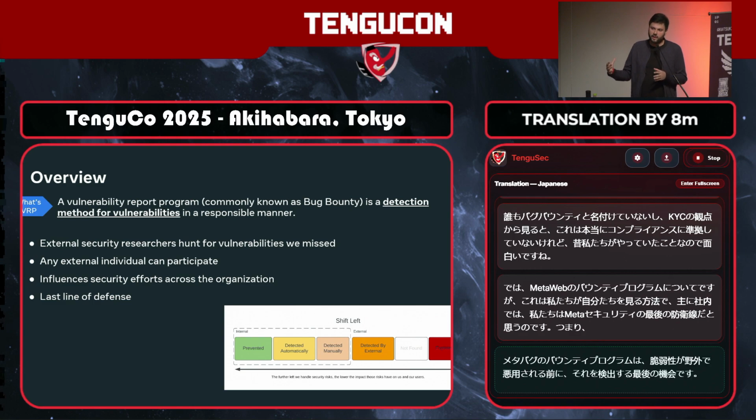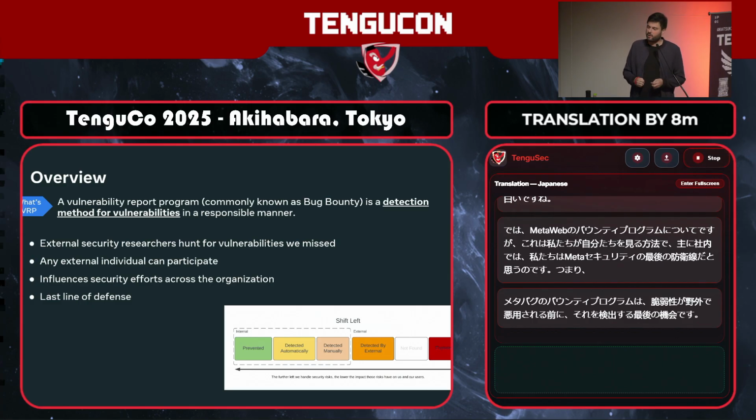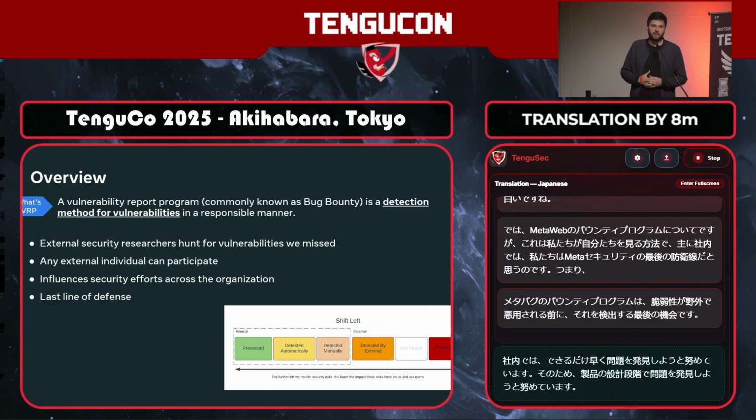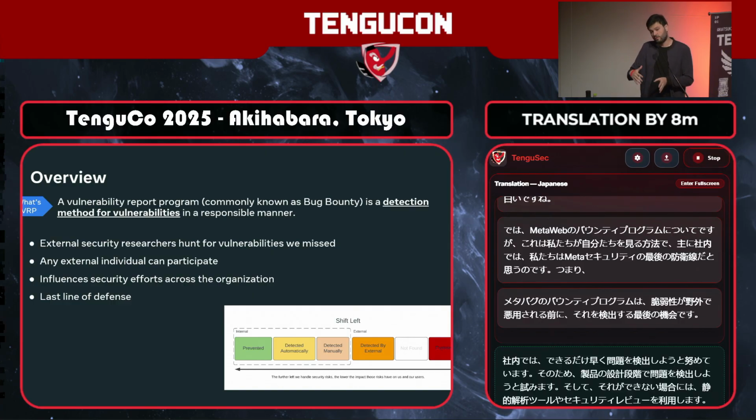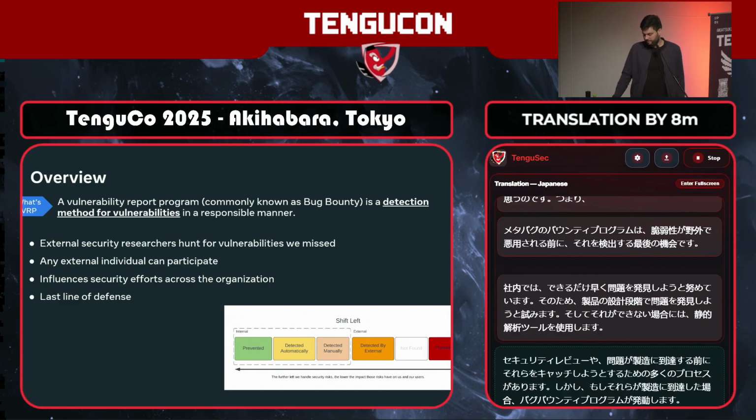Internally, we try to detect things as early as possible. So we try to detect issues during the design phase of a product. And if that doesn't work, we have static analysis tools, security reviews, and a lot of processes to try to catch issues before they reach production. But if they do reach production, the bug bounty program is considered the last line of defense.